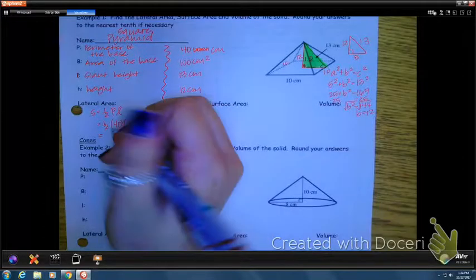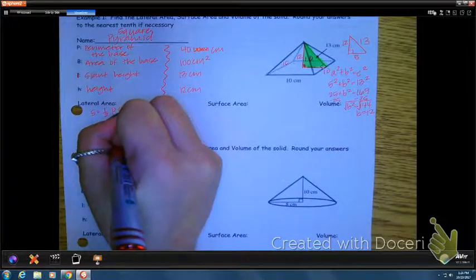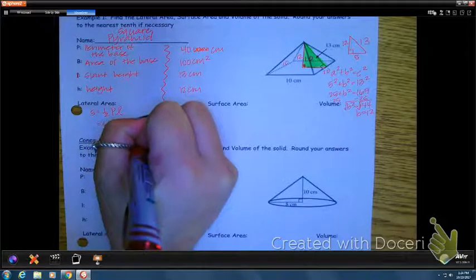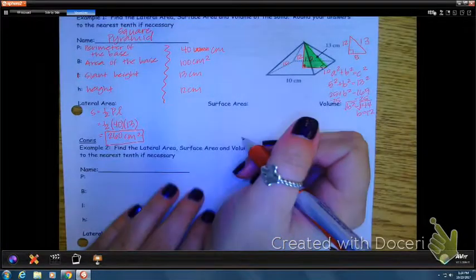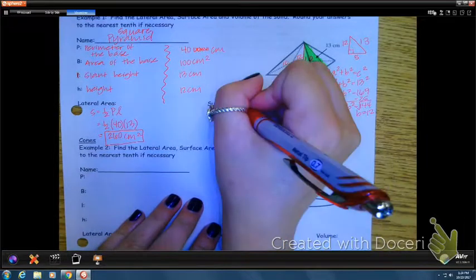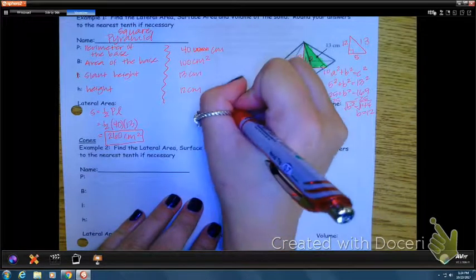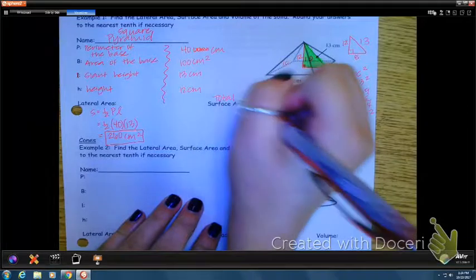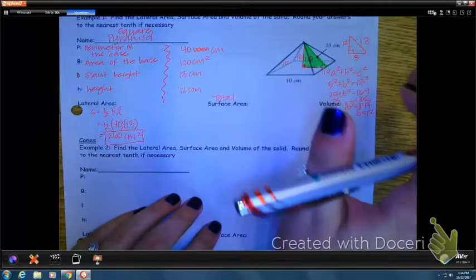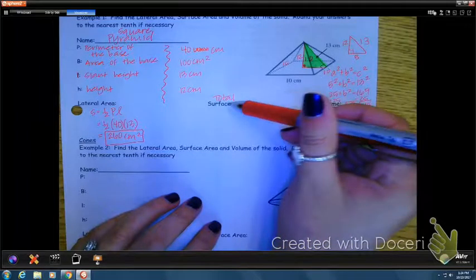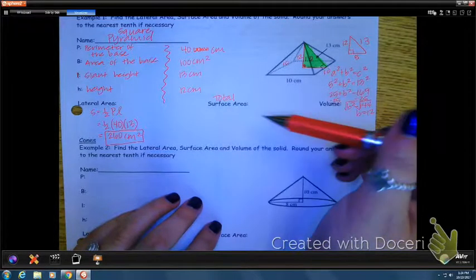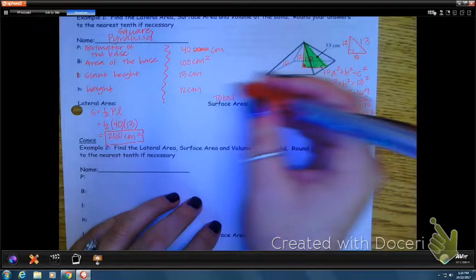Okay, you should get 260 centimeters squared. Do not forget your units. It's a very easy way to lose points. Okay, surface area, same thing as total. Remember, it doesn't have to say the word total for that to mean what you're calculating. So make sure that anytime it says surface area or total surface area, you're finding the same thing.